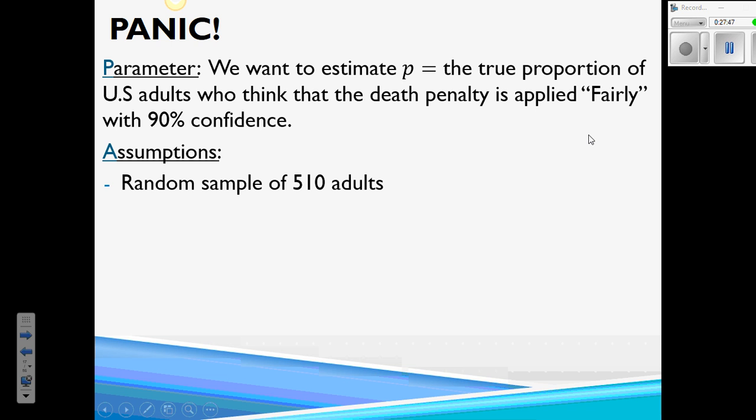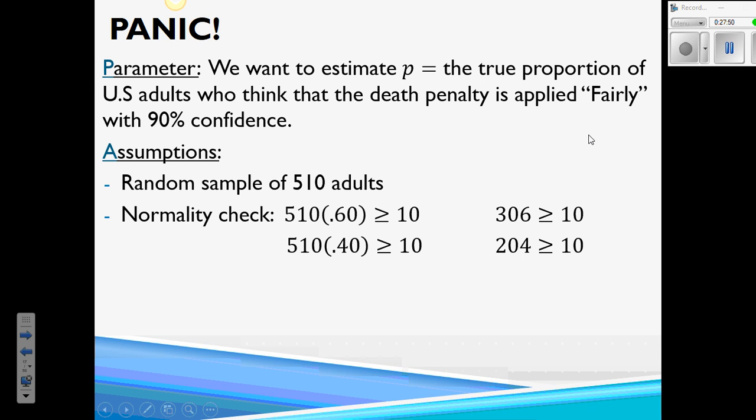All right, you check your assumptions here. You have a random sample of 510 adults. You say random sample of 510 adults. Yes. Excellent. Did you check for normality? Yes. What did you say after you checked for normality where you had 306 greater than or equal to 10 and 204 greater than or equal to 10?